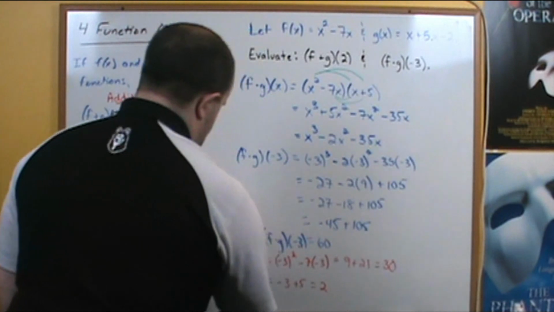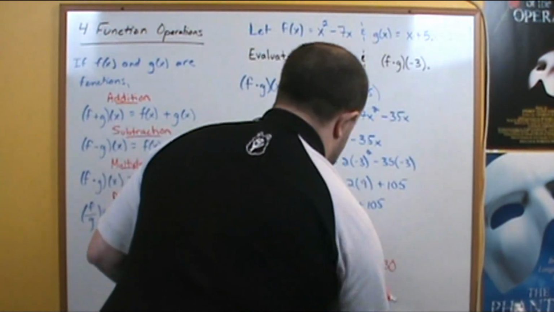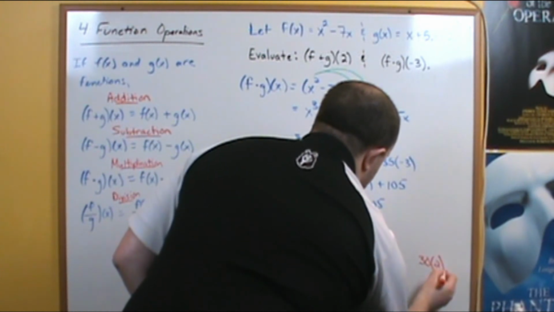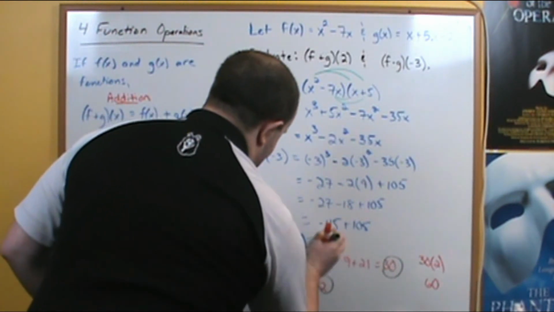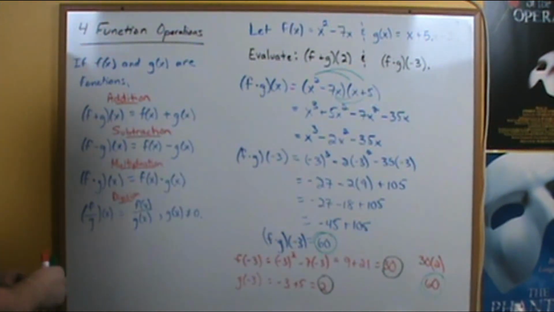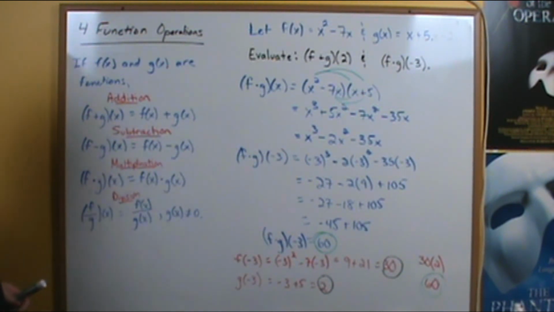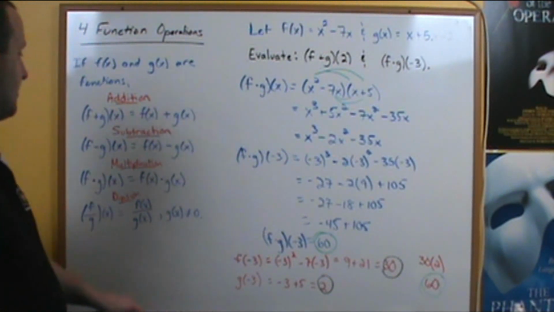And then if we took the results here, f of negative 3 and g of negative 3, which are 30 and 2, and multiplied them, 30 times 2, that would give you 60, which is exactly the result that we got by doing it the long drawn out way. Okay? So that's the basics of function operations. There is one more topic with function operations, and that's function composition, which is coming in another video. Okay, so those are the basics regarding function operations.